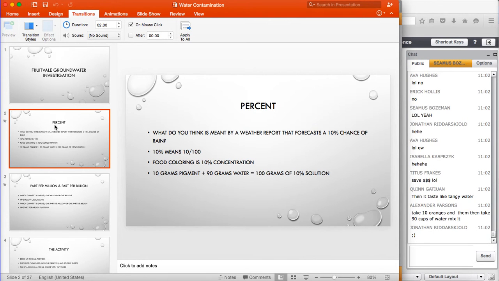Anyway, that's 10% solution. If I had a 10% solution of food coloring, that would be 10 grams of color pigment to 90 grams of water. That would give me 100 grams of something, and 10 of those grams, 10 out of the 100, is pure color pigment. Does that make sense? And this kind of tripped a lot of people up when we covered it.